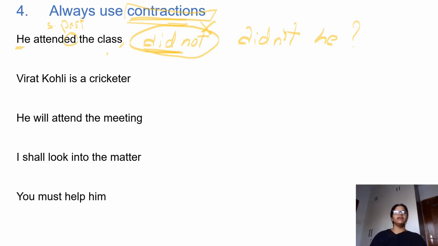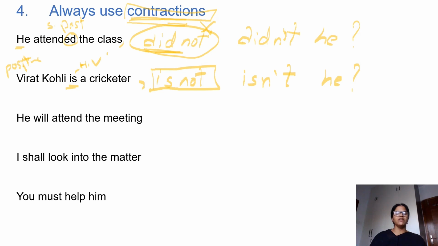Virat Kohli is a cricketer. What is the helping verb here? Is. The statement is positive. We need a negative tag. Is not. And we should not use the longer form. We need a contraction. What is the contraction of is not? Contraction of is not is isn't. Isn't he.